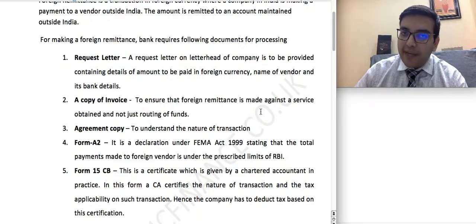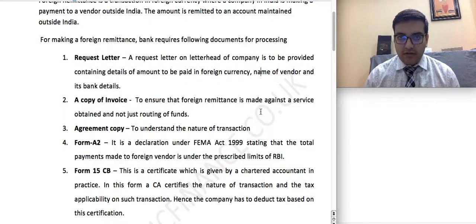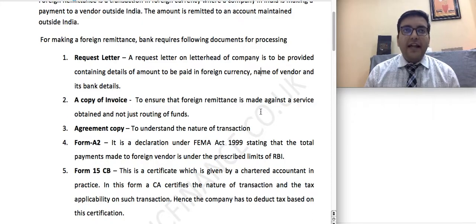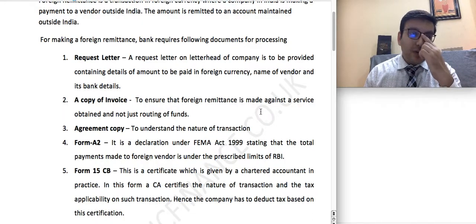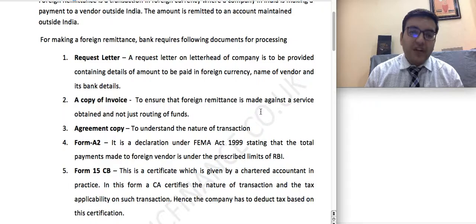Then fourth is Form A2. Now what is Form A2? Form A2 is a declaration stating that we, Bonvoy Hotels, are making this payment which is under the prescribed limits of RBI. So we are declaring to the bank that this is under prescribed limits and this is not wrong. And who checks this? The bank will check it, of course. Even if you don't know what the prescribed limits of RBI are, the bank will check it.